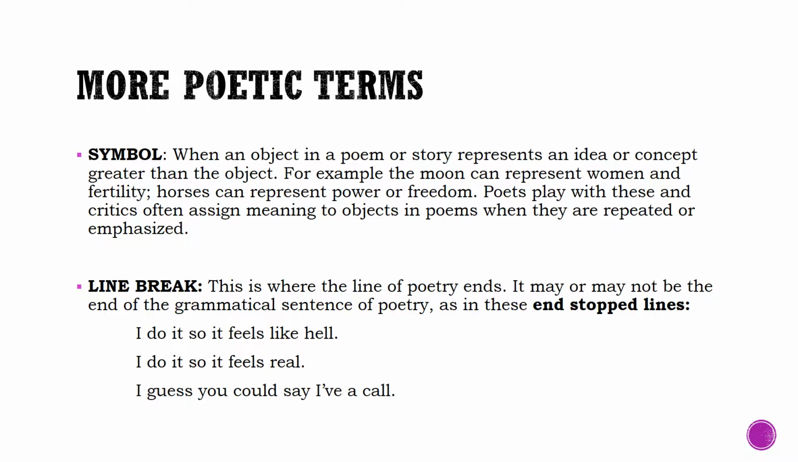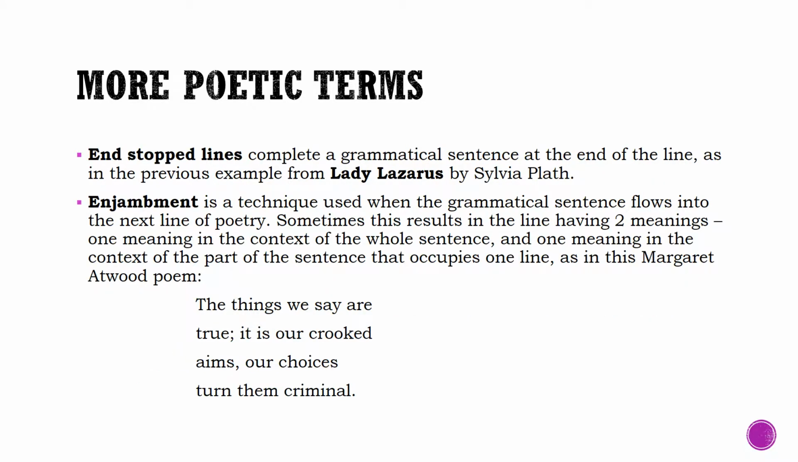There's a different name for sentences that run over several lines of poetry. End-stop lines complete a grammatical sentence, as in the previous example, and enjambment is the technique used when the grammatical sentence flows into the next line of poetry or over several lines of poetry. Sometimes this results in the line having two meanings, one meaning in the context of the whole sentence and one meaning in the context of the part of the sentence that occupies one line, as in this Margaret Atwood poem.